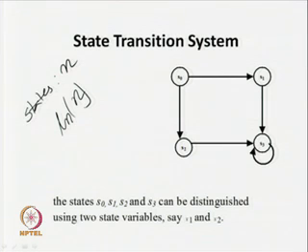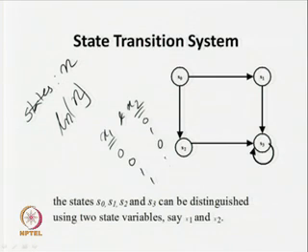Since we need at least log n to base 2 variables to represent n states, and since we have 4 states over here, at least we need 2 state variables, and we represent these state variables as x1 and x2. With these state variables, we can represent the 4 states, because we have 4 different combinations: 0 0, 0 1, 1 0 and 1 1. With these 4 unique combinations, we can represent the 4 states.